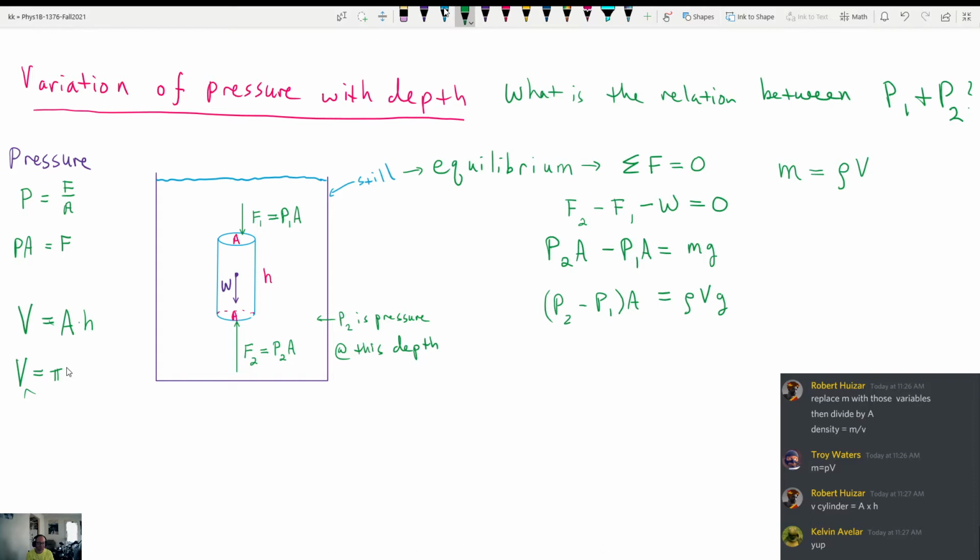Area of a circle? I know you all know this. Maybe you're all just reluctant to type it. What's the area of a circle? How do you calculate it? Pi r squared. There you go.